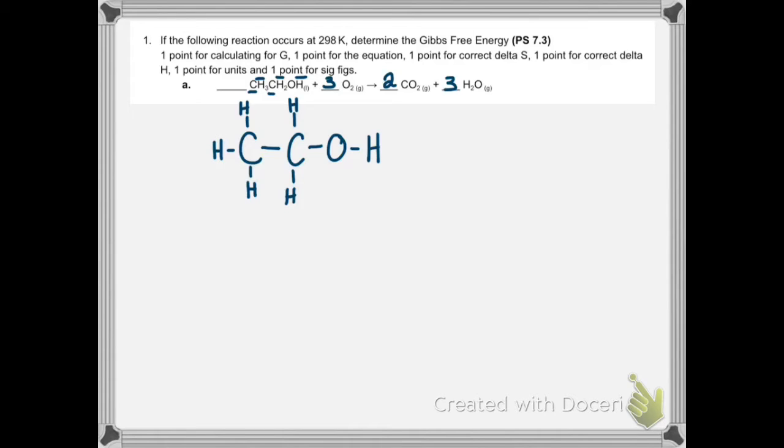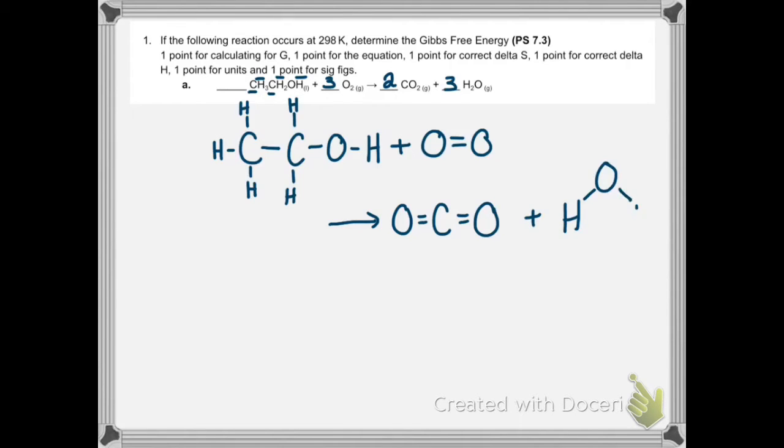We then have 3 oxygens, and if we remember, oxygen has a double bond when it makes an element. And then we make our carbon dioxide, which is C with 2 double bonds to 2 different oxygens. So our oxygens and our carbons all have 8 valence electrons. And then our water molecules look like this, with the H single bonded to an O, with another H single bonded to that same oxygen.